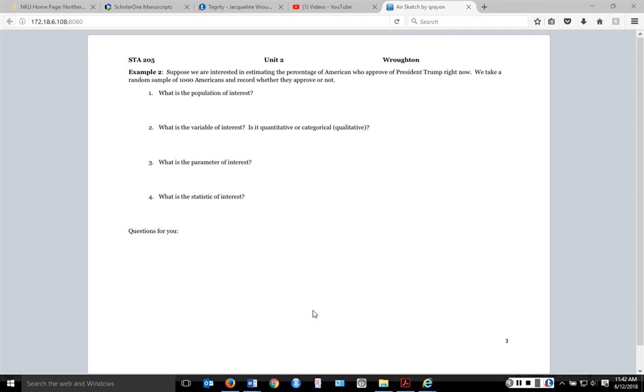Right, looking at example 2, I'd like you to pause the video here and then try to get through the population, the variable, the parameter, and the statistic, and then unpause the video and see if we agree. Now generally for most students, this is about where we get before we feel a little confused on numbers 3 and 4. So usually we do pretty good with getting at the population as all Americans. We do pretty good at getting at the variable is whether they approve or not. How you phrase that might be a little different than mine. So I just have approval, which is a yes or no type of question. So it's going to be a categorical variable.